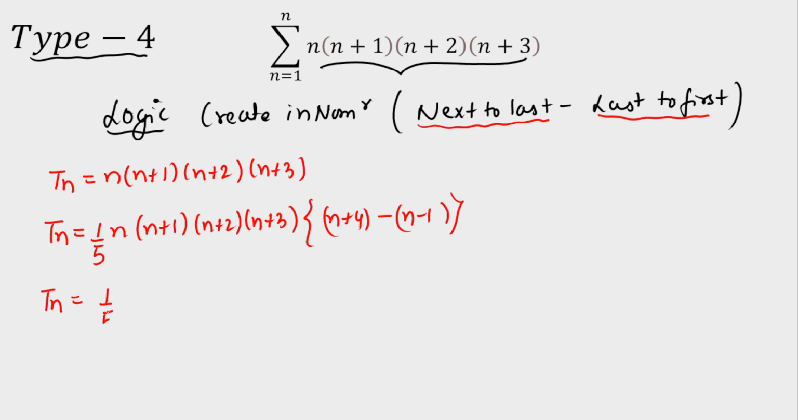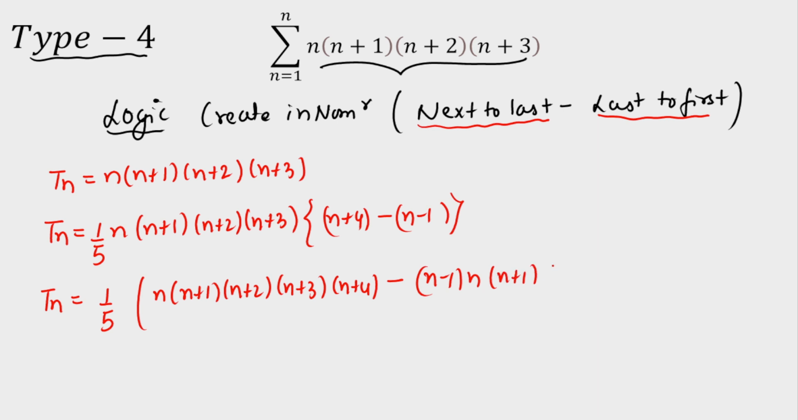Now I'm going to split T of n. So if you split T of n, you will get 1 by 5 times: the first term is n into n plus 1 into n plus 2, n plus 3, and then n plus 4 here, minus n minus 1 into n plus 1 into n plus 2 into n plus 3 here. Now the moment you put n equal to 1 to n, you will see the alternate cancellation will occur. Now I'll show you in the next slide.